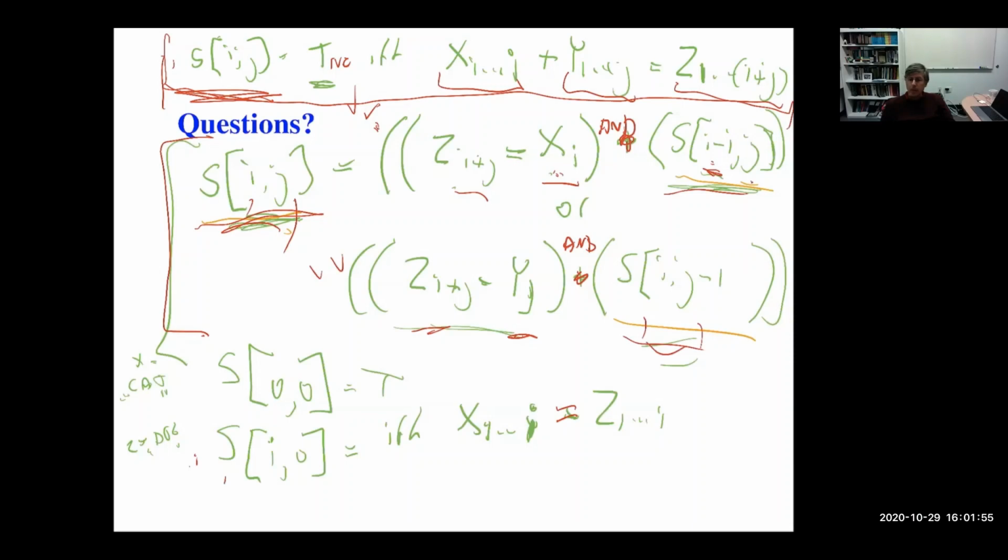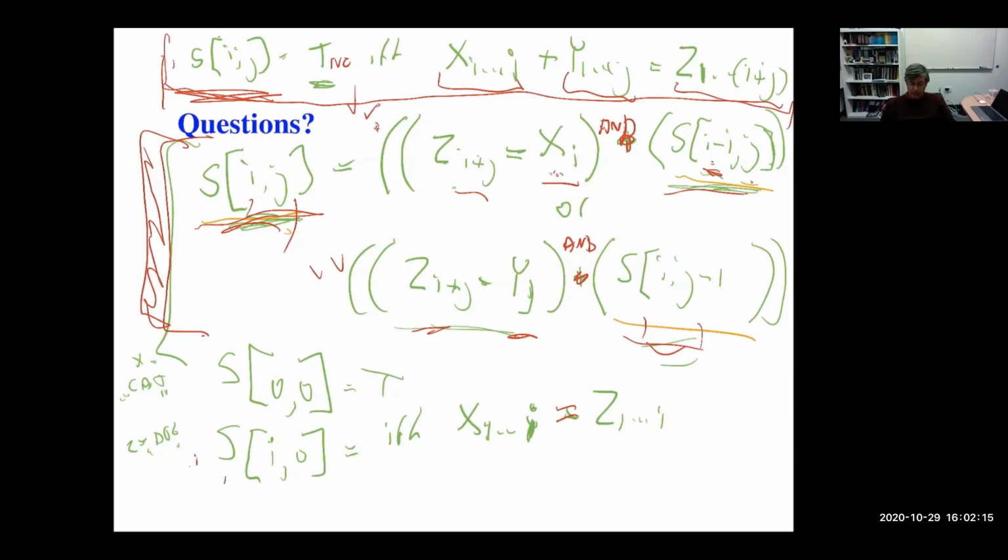Any questions about this? Okay. How many people sort of see where the recurrence comes from? You may say, my God, how could you conceive such a thing? But you see where this thing is coming from now? Any questions?